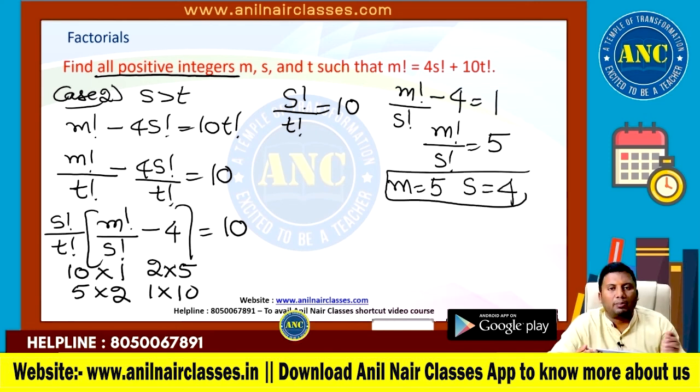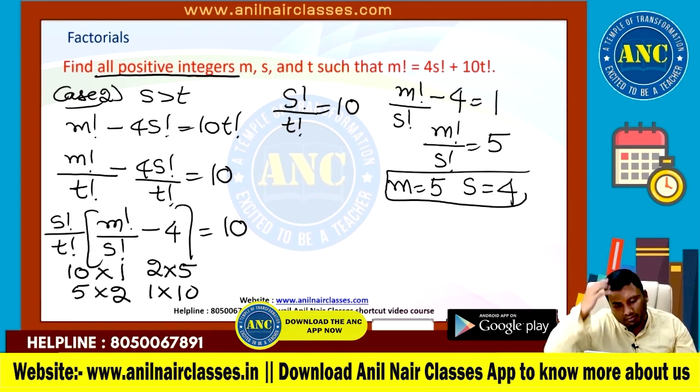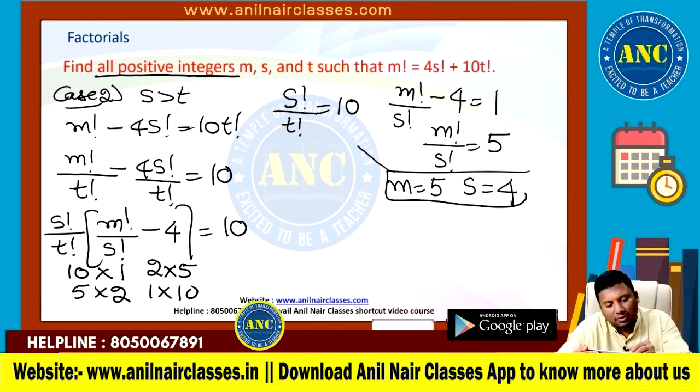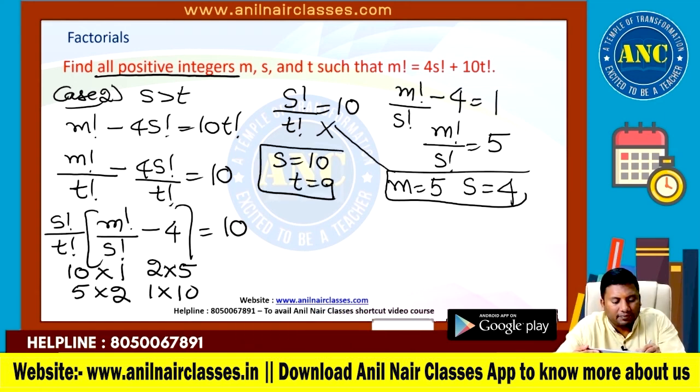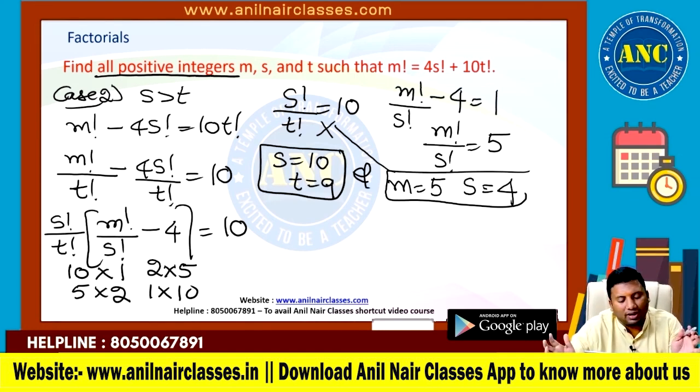5 factorial by 4 factorial is 5. m is 5, s is 4. But this violates this condition. This is possible when s is 10, t is 9. So one value you are getting s 4, one value you are getting s 10. This case is not possible. This case is not possible.